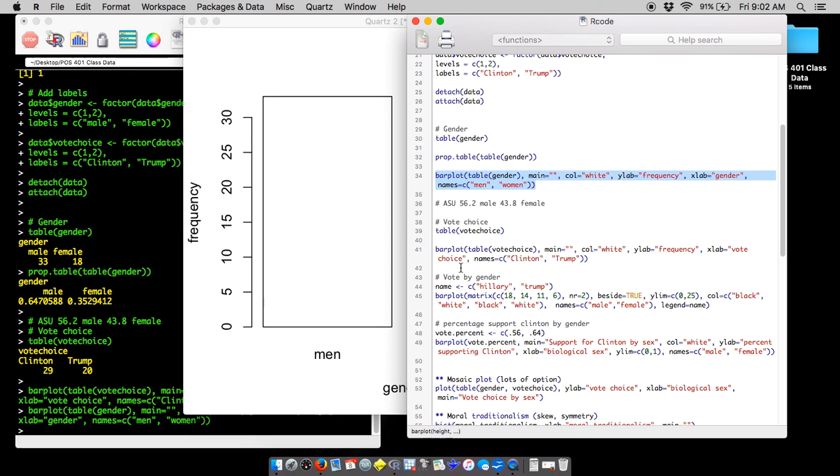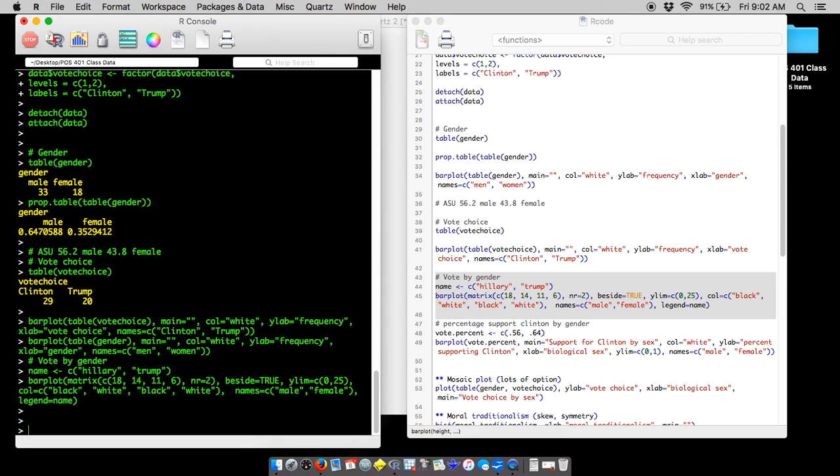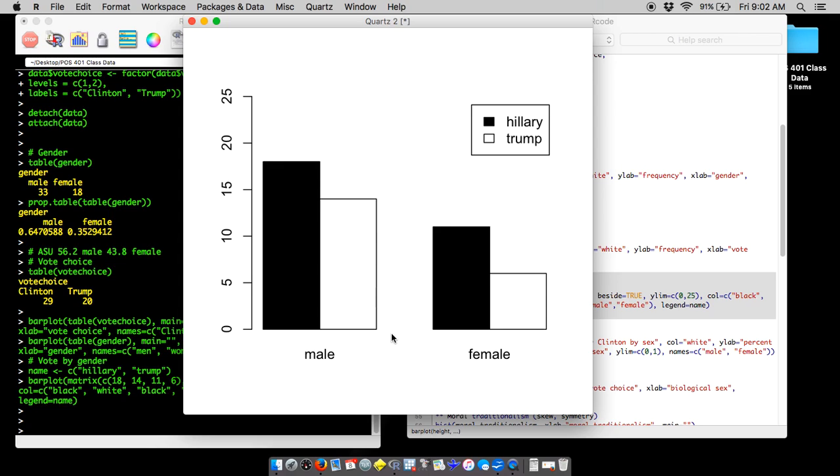Okay. So then we might want to know, are men more likely to vote for Trump, or women more likely to vote for Hillary? So then what we could do is a bar plot such as this, where we break down the discrete data into different categories.